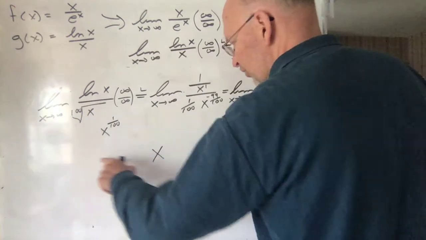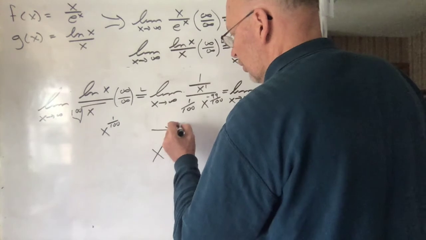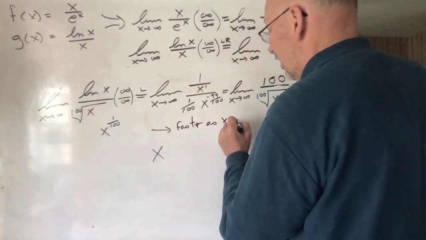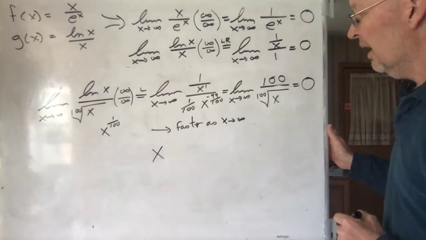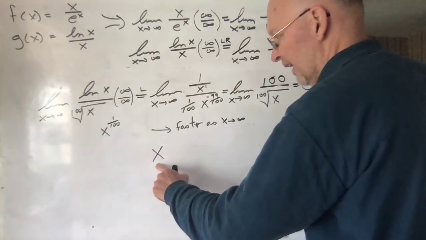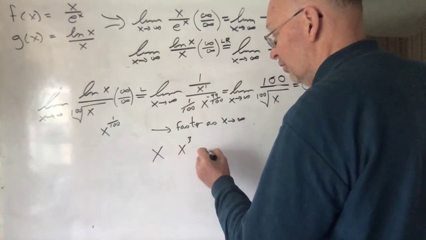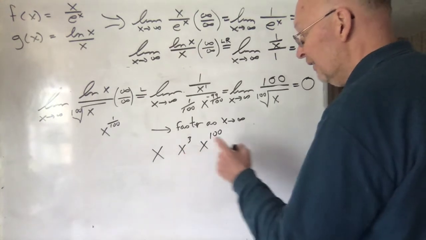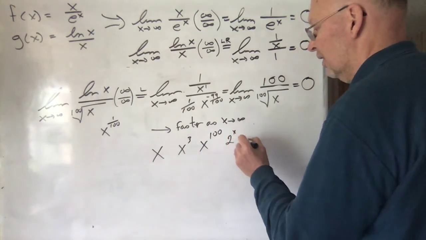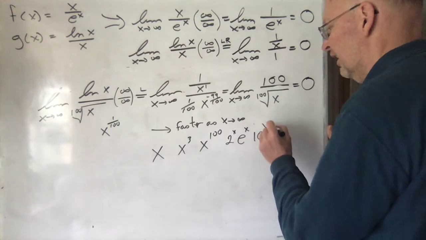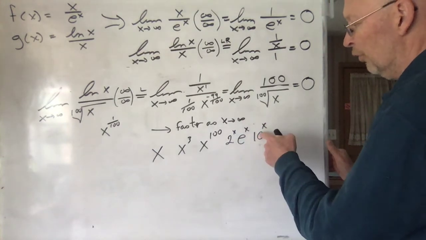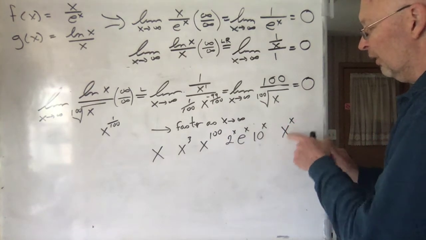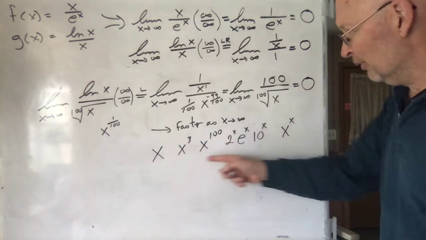If you want to look at the rate at which things grow, as x goes to infinity, you'd have x here, then you'd have x cubed, x to the 100th, and then growing faster than any of these, you'd have 2 to the x, and then e to the x, 10 to the x, and then something grows faster even than that if you have x to the x. So that's the rate at which they're growing very fast.